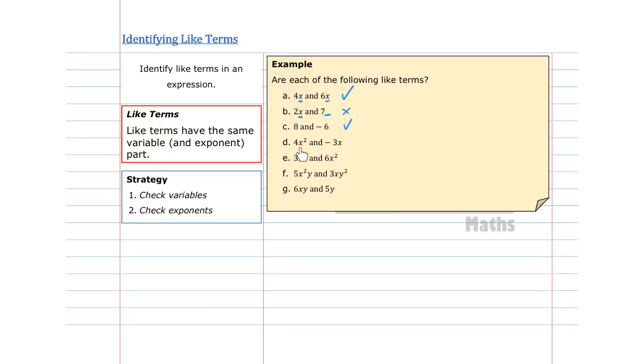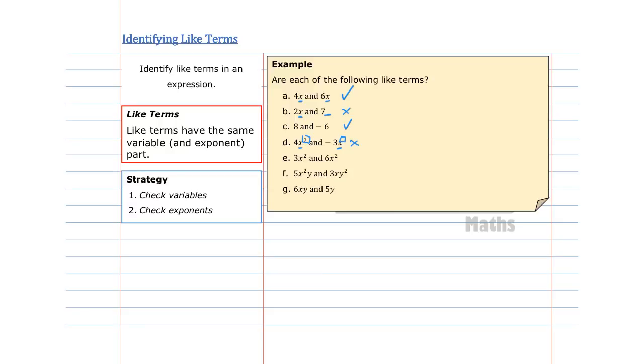In the next one, we have 4x squared and negative 3x. And we can see, well, yes, they do have the same variable. But you gotta be careful here, because they are in fact not like terms. Can you see why? Well, it's because this one, the 4x, has the squared, and the 3x doesn't have that squared. So we gotta check those powers as well. So they're not like terms because they don't have the same power.